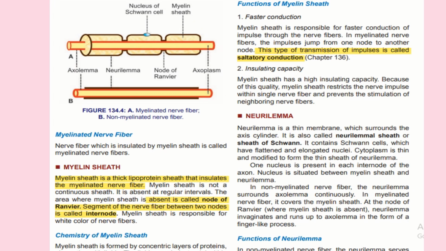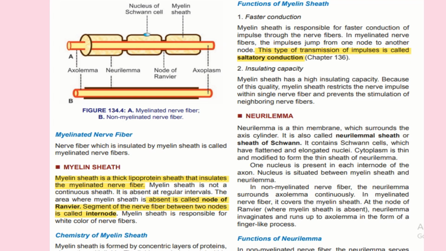Then we have insulating capacity. Myelin sheath has a high insulating capacity. Because of this quality, myelin sheath restricts the nerve impulses within a single nerve fiber and prevents stimulation of the neighboring nerve fiber.